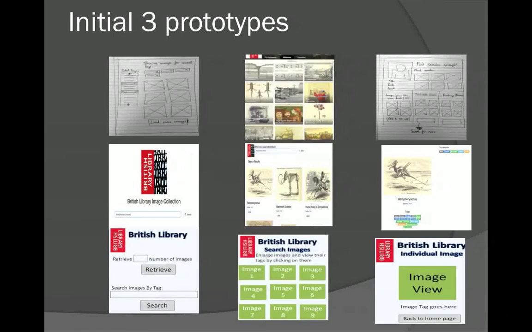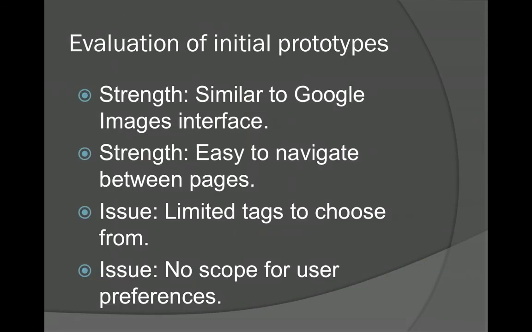Another useful feature, which was in the second prototype, is the familiarity of the Google image search pages, which we also incorporated into the final design. One strength from the two initial prototypes is the similarity it had with the Google Images interface. This is useful because the user is already familiar with this interface, so they can navigate quite easily.